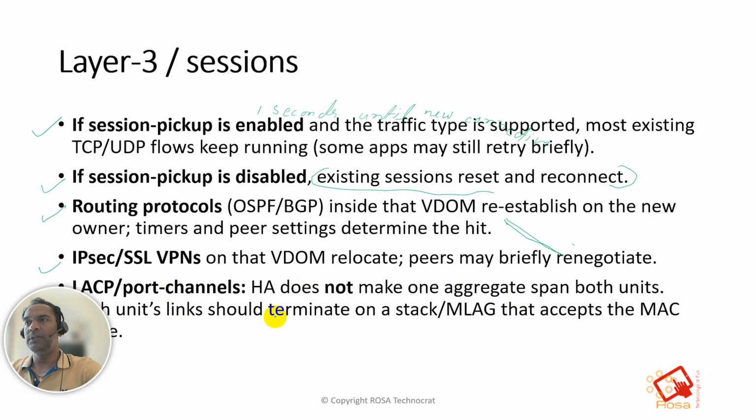So HA unit links should terminate on a stack or MLAG that accepts the MAC. That means even for the LAG, for example, if FortiGate has a LAG interface, this LAG is always established between the devices. So there will not be any impact. This is a switch, this is a switch. So LACP is always established between the devices.